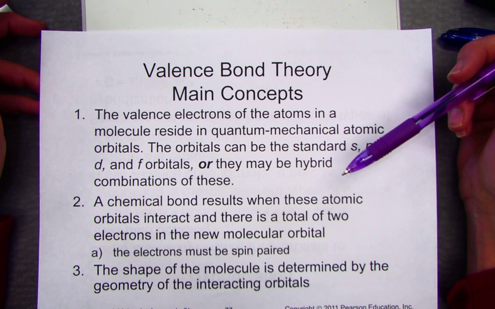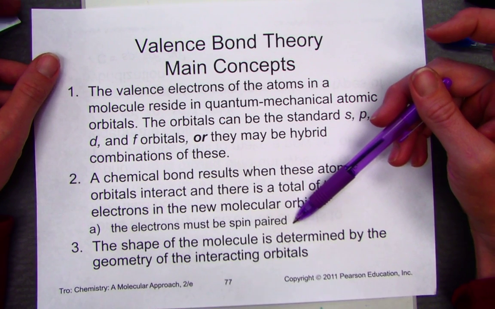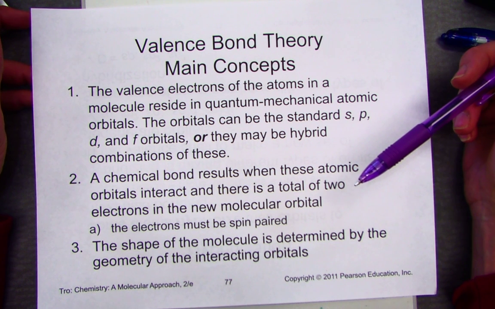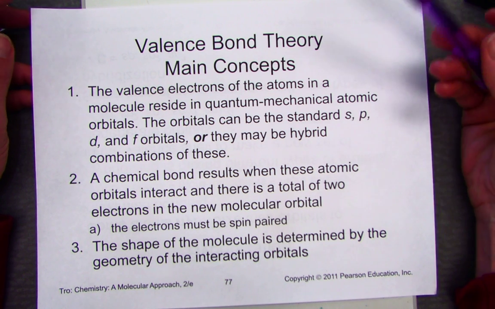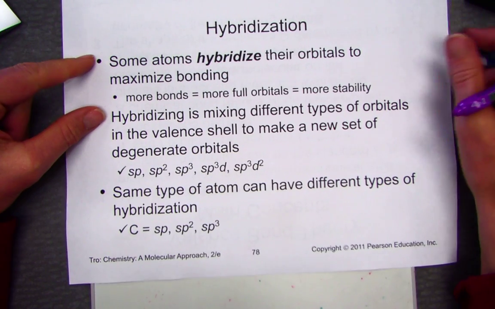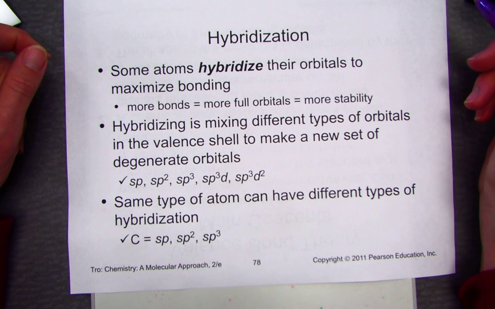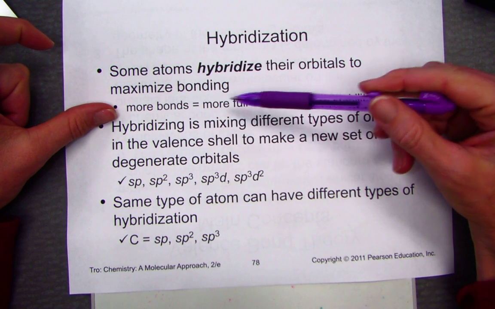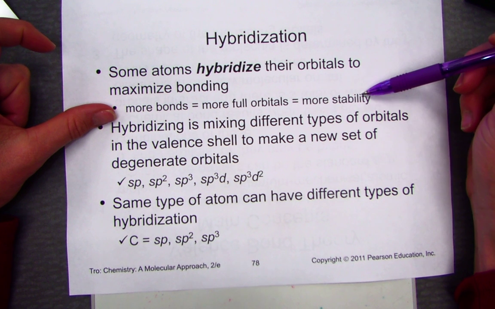A chemical bond results when these atomic orbitals interact, and there is a total of 2 electrons in the new molecular orbital, and they must spin in opposite directions, so the spin rule is the same: one spins up, the other will spin down. The shape of the molecule is determined by the geometry of the interacting orbitals. Some atoms hybridize their orbitals to maximize their bonding, as in our carbon example. If I can create more bonds by promoting into empty orbitals, an atom will do that. It creates stability.